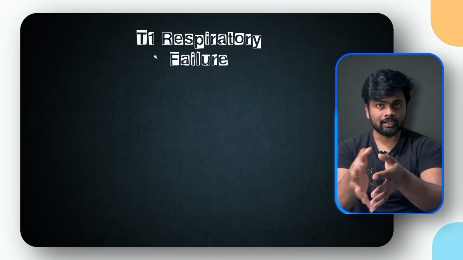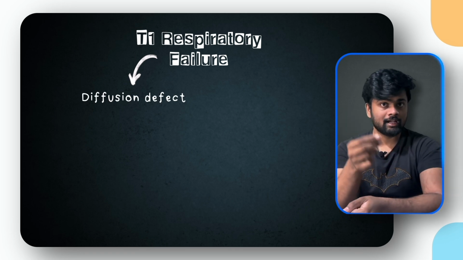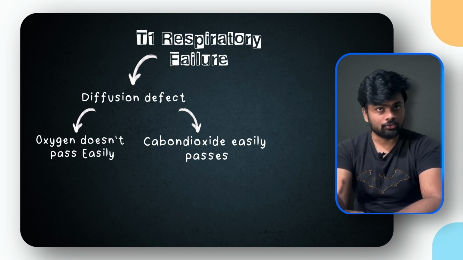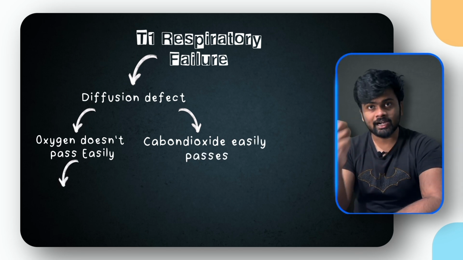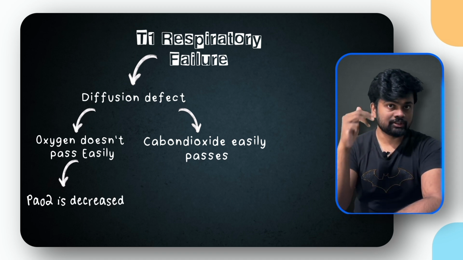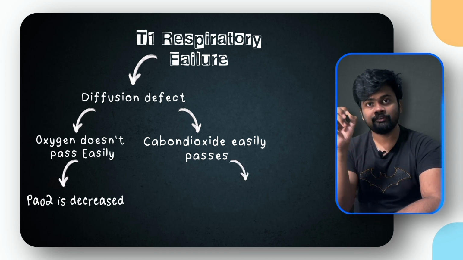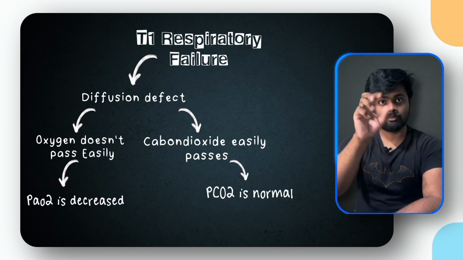Similarly, here our oxygen is that viscous liquid and carbon dioxide is the water. So carbon dioxide, whether the paper is thin or thick, will pass easily, as it is very less viscous. Our oxygen doesn't pass through that paper unless it is very porous paper. So whenever there is a diffusion defect, if there is a defect in the membrane, oxygen doesn't pass easily, but the carbon dioxide easily passes through that membrane. So in diffusion defects, the partial pressure of arterial O2 will be decreased because the oxygen transport from alveoli to arteries is decreased. Similarly, the partial pressure of arterial CO2 is normal because the carbon dioxide diffusion is normal.